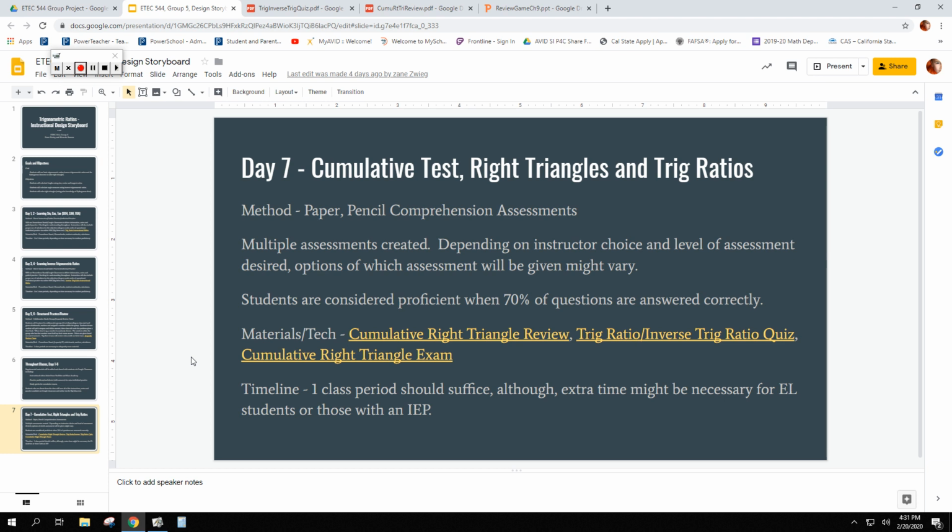Generally speaking, we're looking at 70% of the questions to be answered correctly in order for the students to be proficient. So hopefully this was good enough for the walkthrough video.